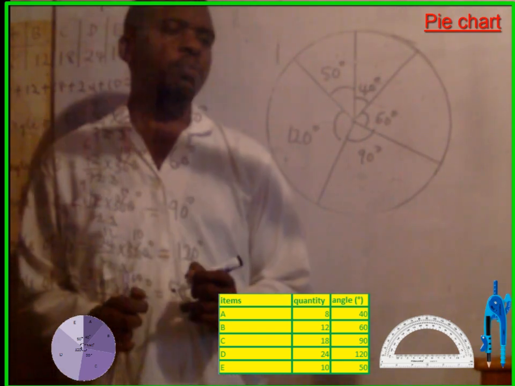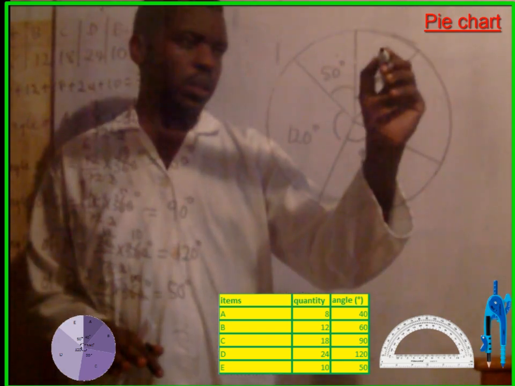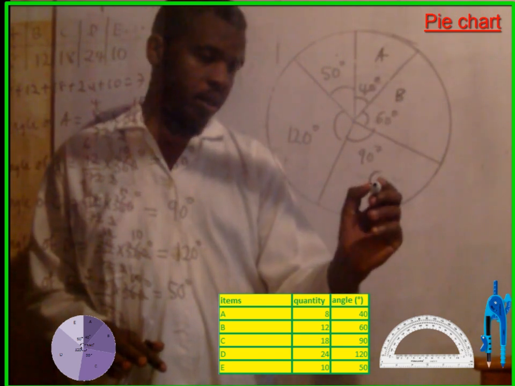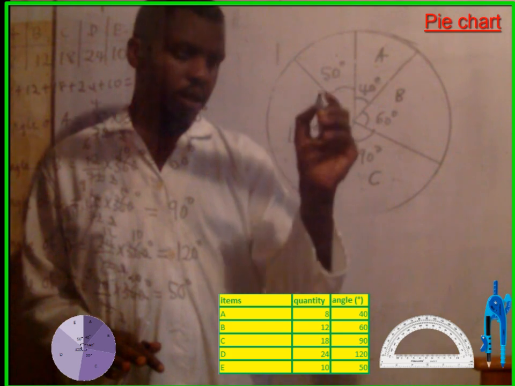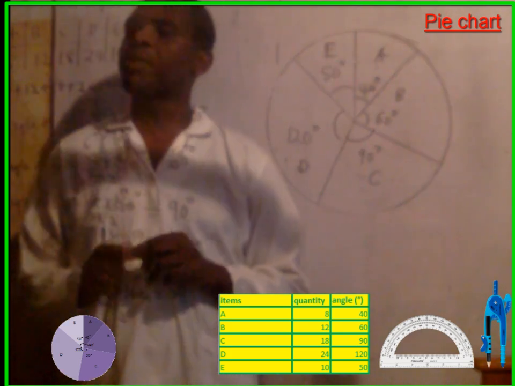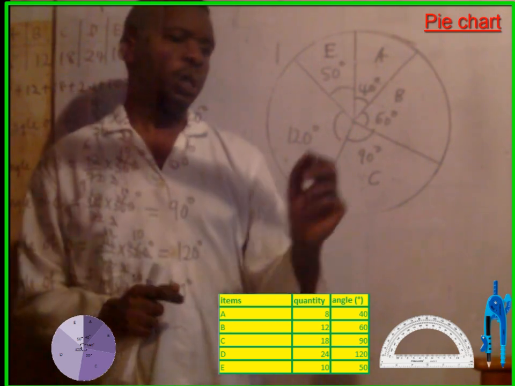Let me now complete the labelings. So this is sector A, sector B, sector C, sector D, and sector E. So I've represented this data on a pie chart.